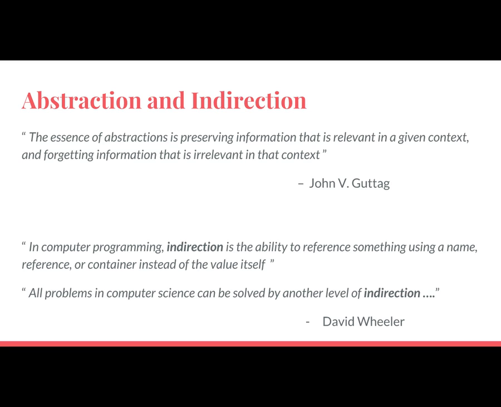Indirection helps you achieve what? The transparency between the two different models. As the definition goes, indirection is the ability to reference something using a name, reference, or container instead of a value itself.